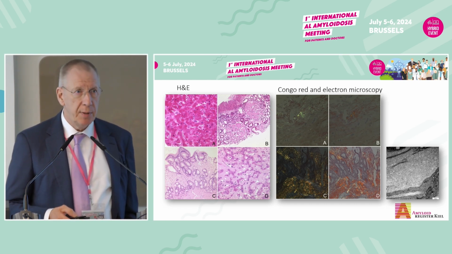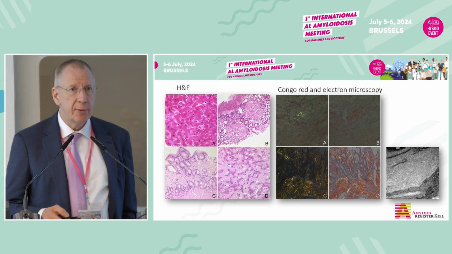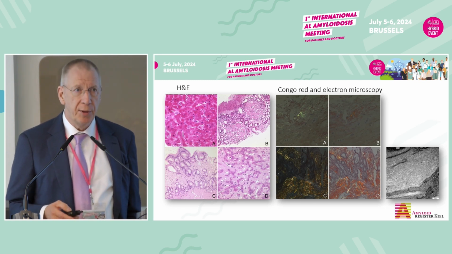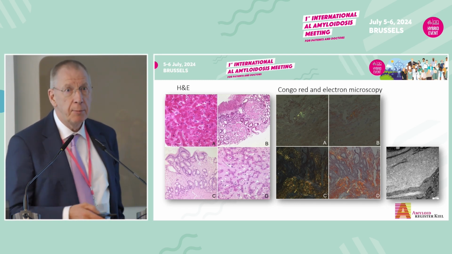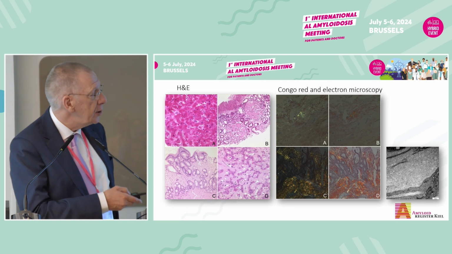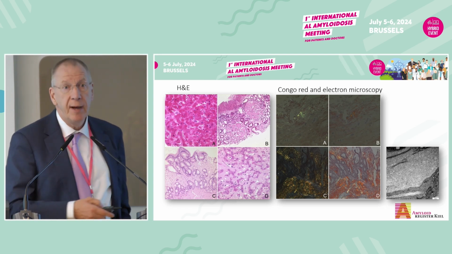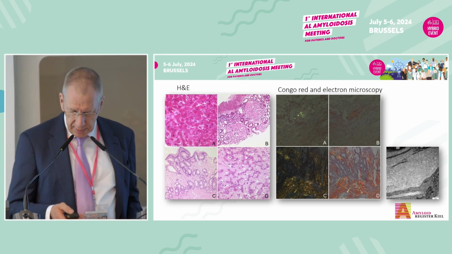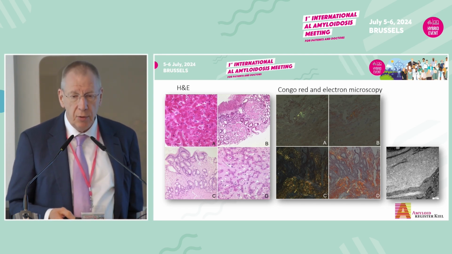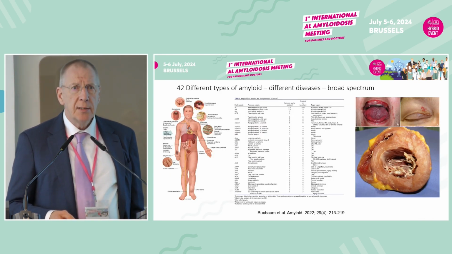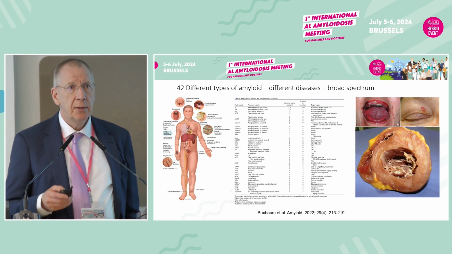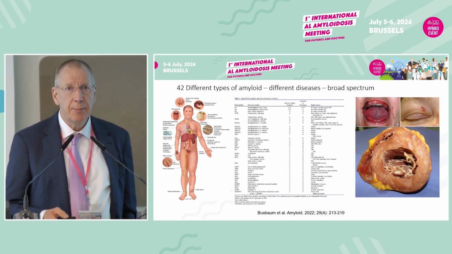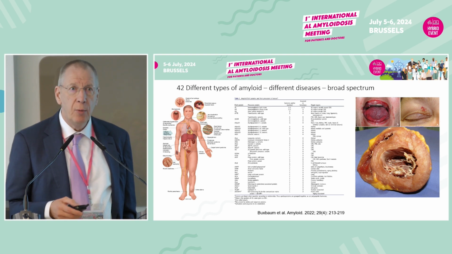You can do electron microscopy on top. Only very few departments of pathology do electron microscopy, usually only nephropathologists. No other pathologist applies electron microscopy. But when you do it, you can see these rigid fibrils, which are the aggregates of proteins present in the tissue and causing organ dysfunction. It's not one disease, it's a group of diseases. We now know more than 42 different types of proteins which can form amyloid.